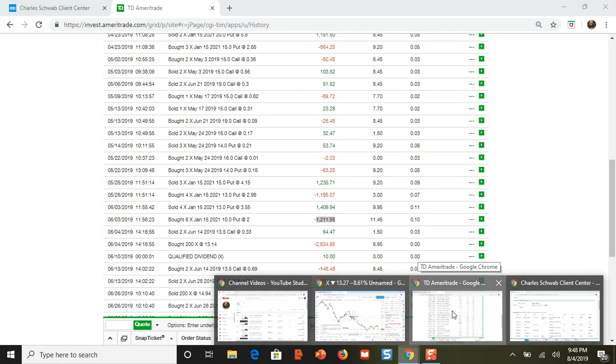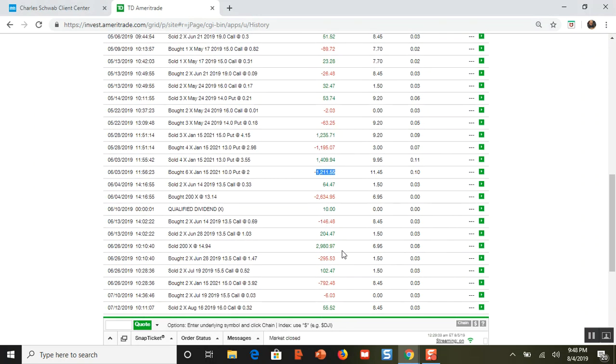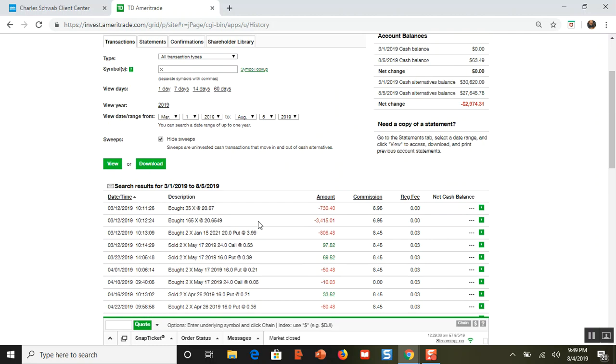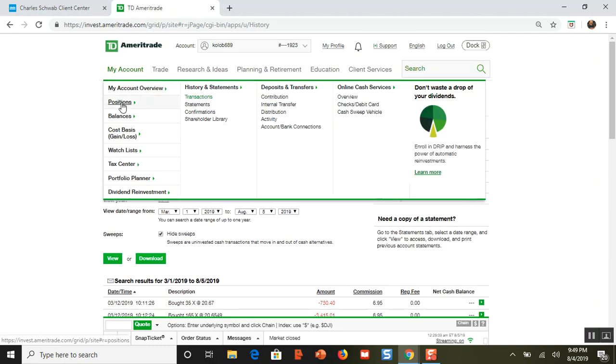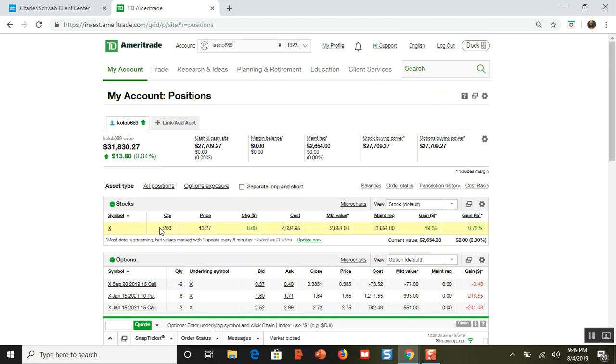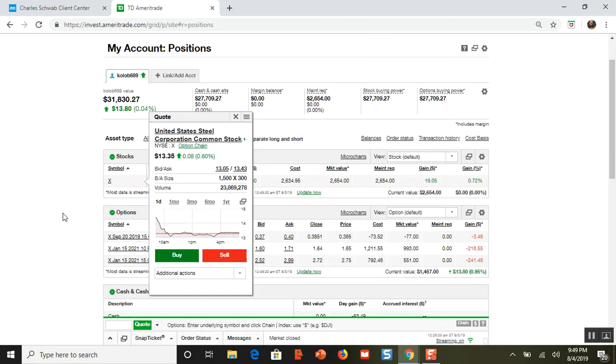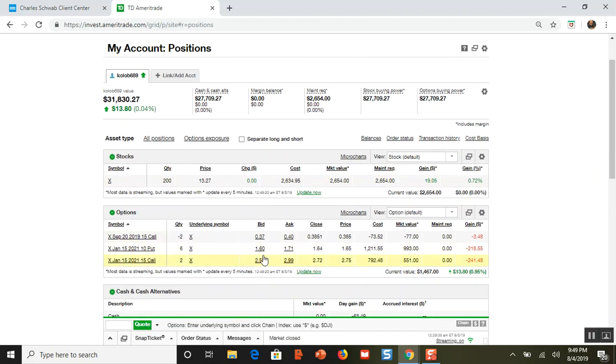Okay, now my lower margin is my break-even price. Now my break-even price on the puts is 10 minus 2 is 8. So if steel goes down to $8, then I start making money intrinsic value on the $10 puts. Now the $10 puts, I spent $2 a contract, but if I go back to my positions here, steel is at $13.35 a share, and the puts are worth, the bid is $1.60, the ask is $1.71.